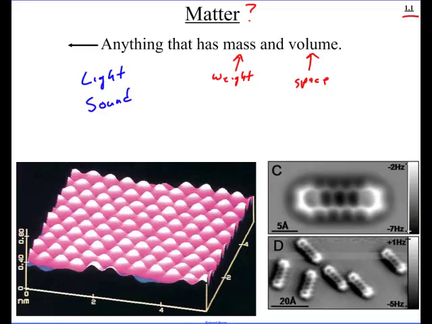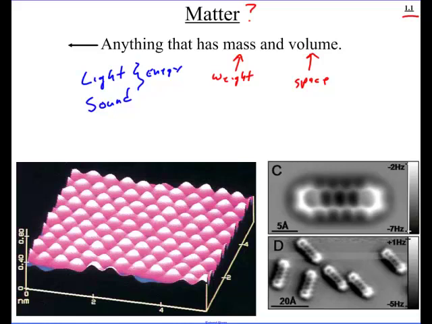Well, what are those two forms of? Those are two forms of energy. Okay, so mass is not energy, although you can kind of equate them through Einstein's equation. And everything else in the universe, if it's made up of atoms, if it's got some kind of mass, if it takes up some space, we consider it matter.